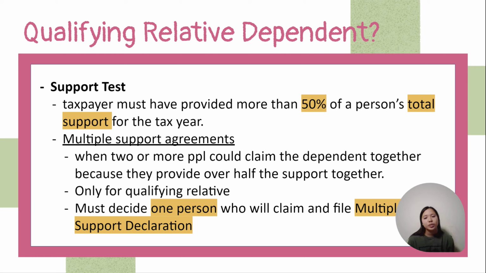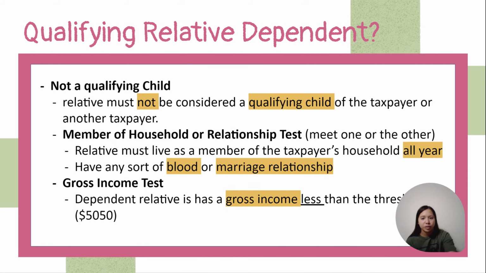Okay, so one of the final tests is the support test, meaning that the taxpayer must have provided more than 50% of the person's total support for the tax year. In an example before, we mentioned that the taxpayer had a friend living with them all year, so they passed the relationship test, the member of household test, the dual test.